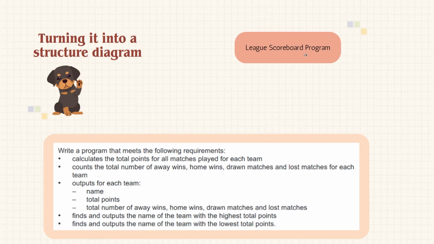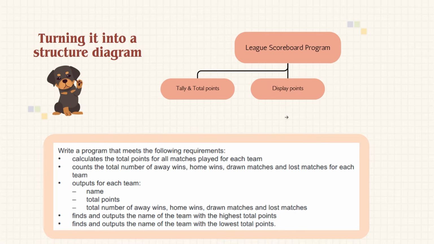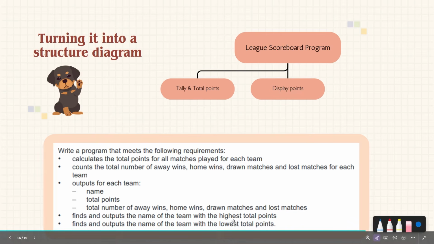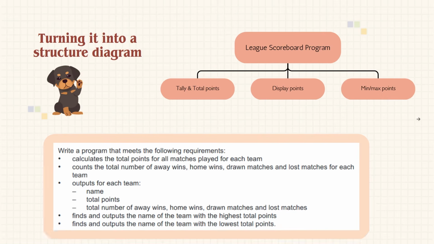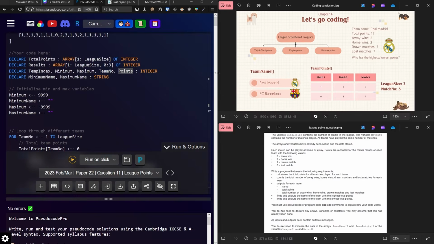So in this program, first we would have tallying and totaling points. Then we have to output the points, or display the points. And then we'll find the best or worst team, or the highest or lowest total points. So yeah, minimum or maximum. And now let's go coding. There's no point in me going through how I code line by line, so I'll break the code down for you.